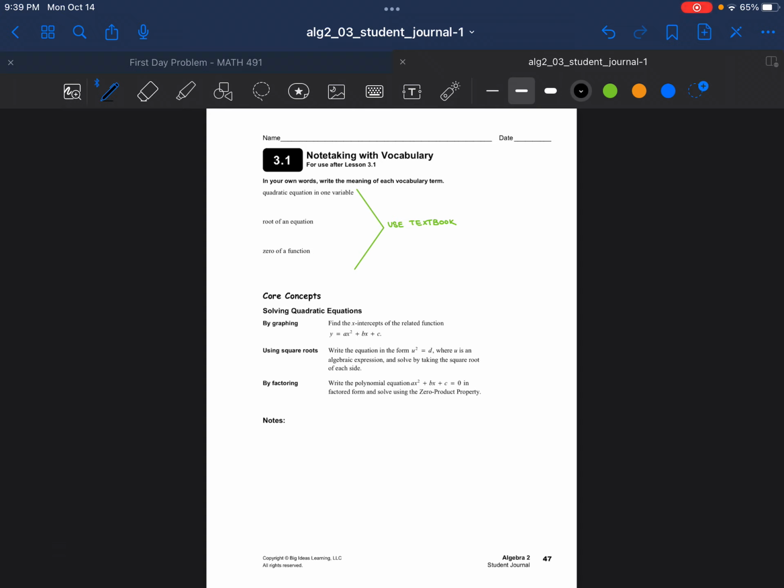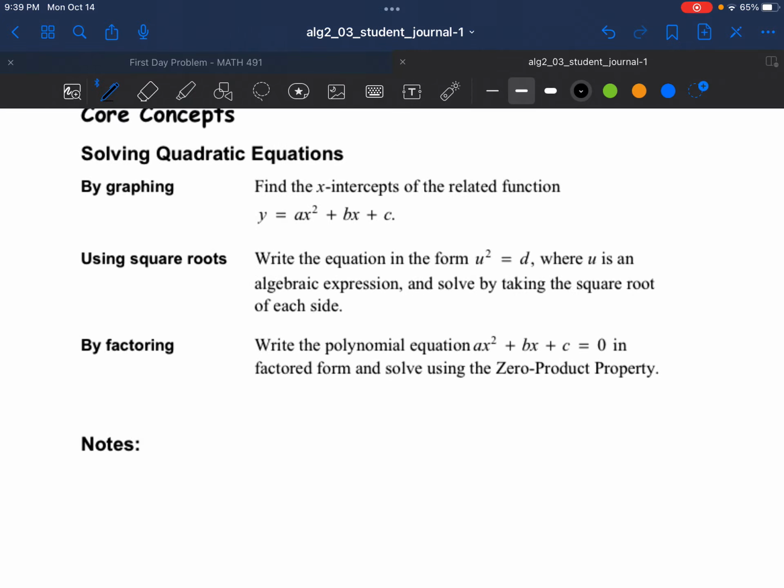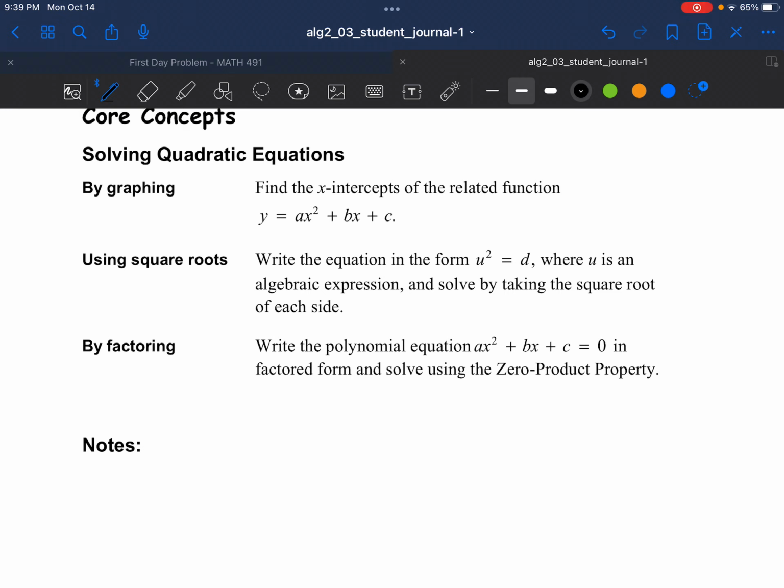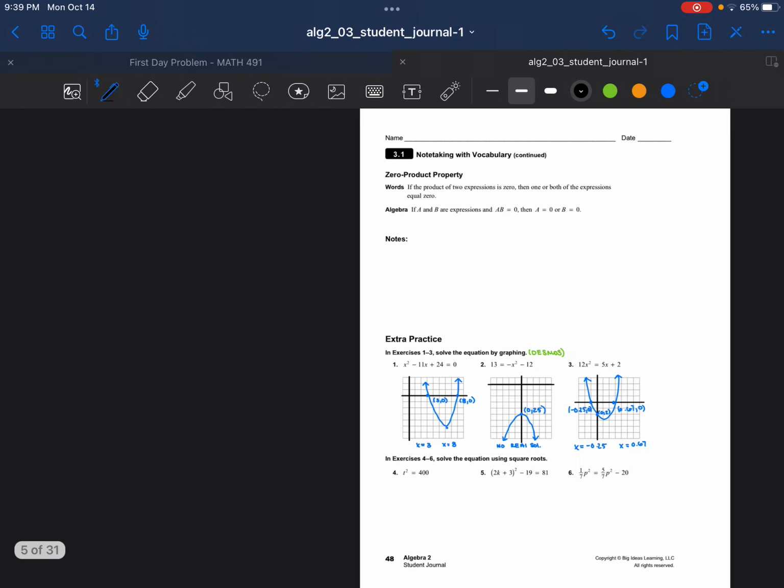So to start off, make sure you take a look at your textbook per usual and write down these vocab words and anything that is supposed to go with them. Key concepts. Graphing: you need to find the x-intercepts related to the function. So that's where they cross the x-axis. Using square roots, that's what we're going to practice today, and we're also going to practice factoring.